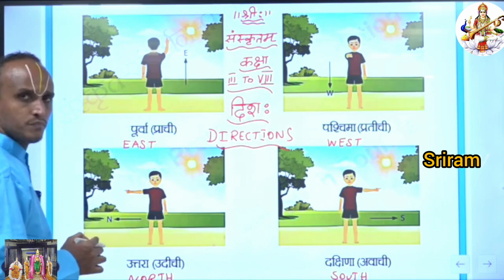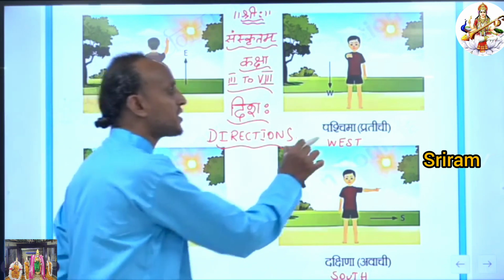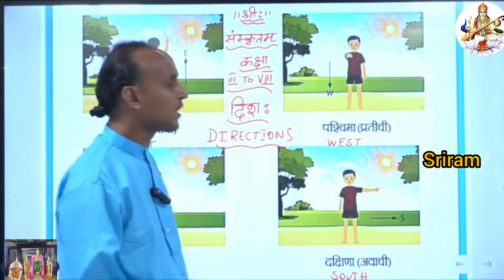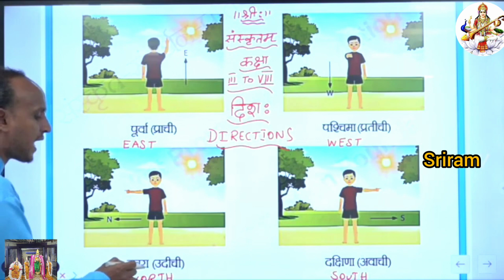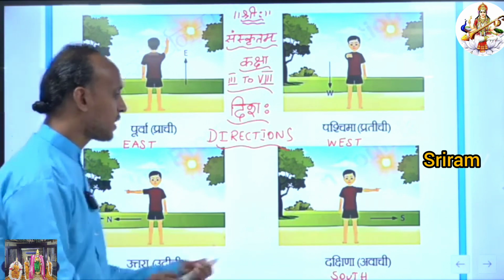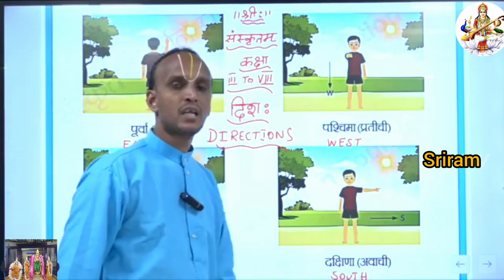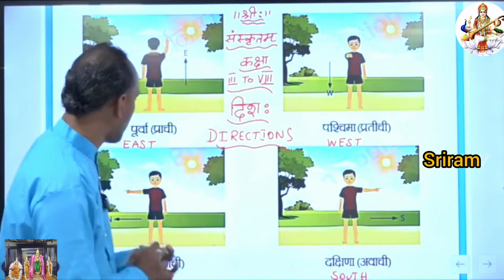Purva, Prachi, Paschima, Pratichi, Uttara, Udichi, Dakshina, Avachi. Okay, children? What is meant by Purva?